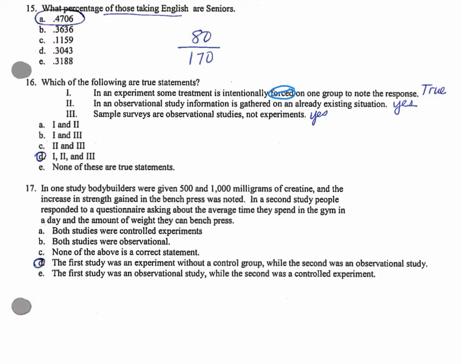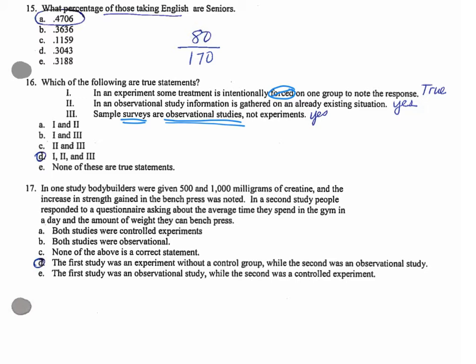How about a sample survey? What are you doing with a sample survey? If you take a survey of people, what are you getting? Information. What are you asking them? About stuff that is already happening, is already existing. So taking a survey is collecting data on an already existing situation. So that is an observational study. So 1, 2, and 3 are true.